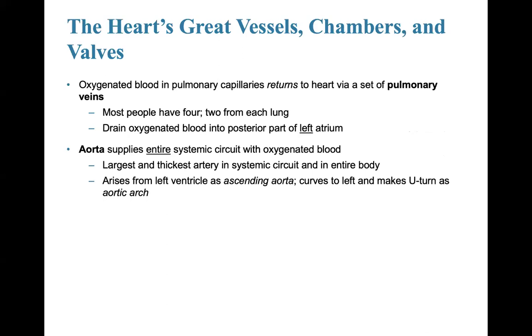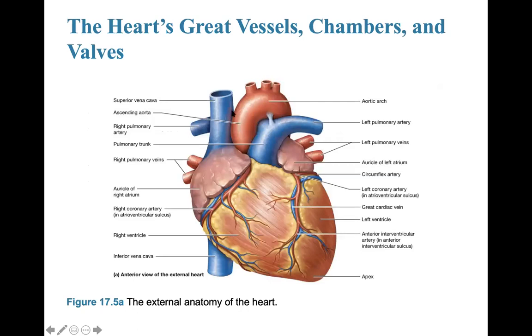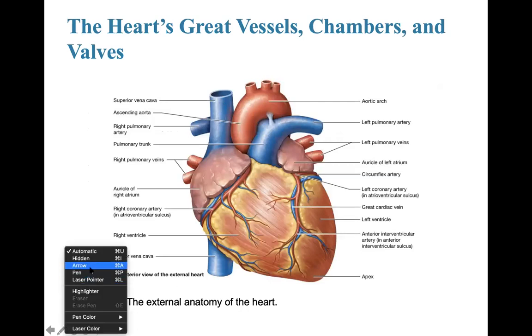Oxygenated blood in the pulmonary capillaries returns to the heart via a set of pulmonary veins. Most people have 4, 2 from each lung. They will drain oxygenated blood into the posterior part of the left atrium. The aorta, this will supply the entire systemic circuit with oxygenated blood. This is the largest and thickest artery in the systemic circuit and in the entire body. It arises from the left ventricle as the ascending aorta, curves to the left, and makes a U-turn to form the aortic arch.